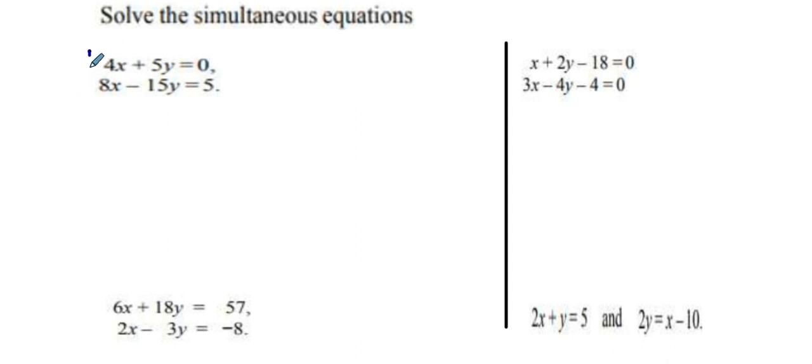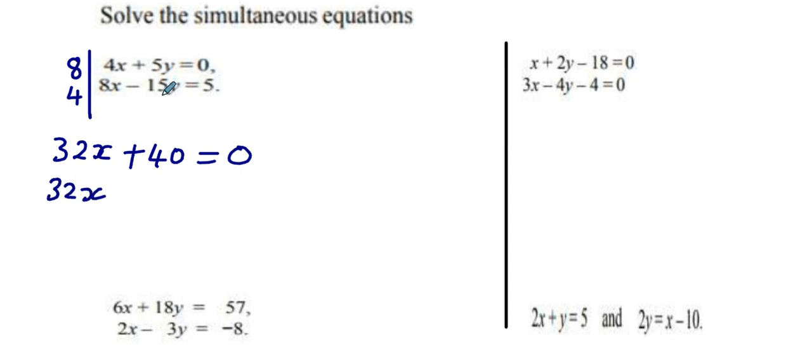Okay, let me start removing letter x. Okay, 8 goes here. I'm removing letter x. So 8 goes here, 4 goes here. And then you multiply. This will be 32x. This will be plus 40. 8 times 0 is 0. Okay, multiply by 4. This will be 32x minus this will be 60. Okay, here we forgot y, and here will be y.